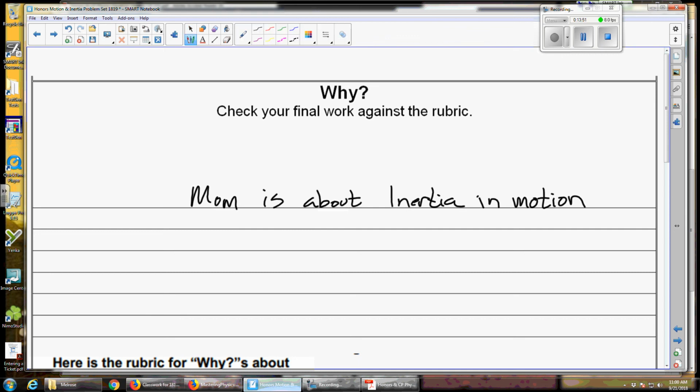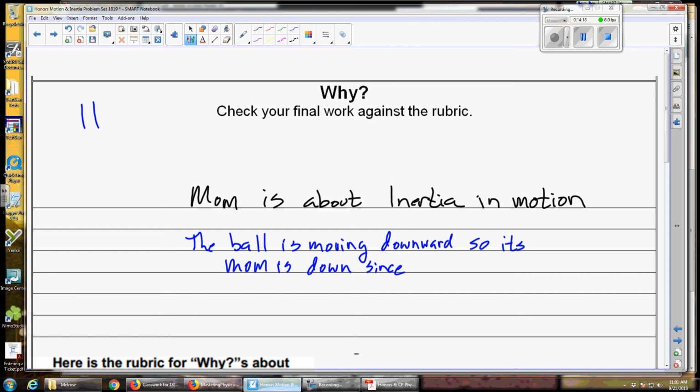What is this, number 11, right? Yeah. So momentum is about inertia in motion. The ball is moving downward. So its momentum is down, since velocity and momentum are always in the same direction.